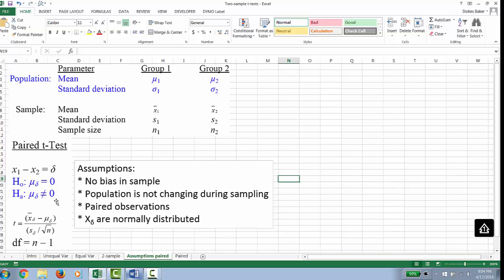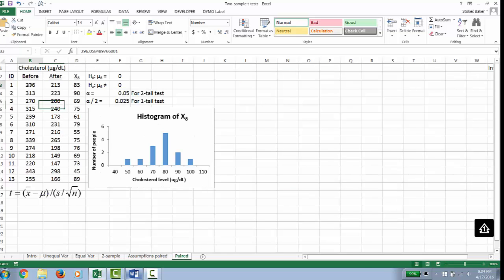You can write this as a one-tailed test as well. And then this is the equation to calculate t. And notice this is the standard t distribution equation, x minus mu divided by the standard error. But we say x bar delta, mu delta. And the reason for that is that we're actually not doing statistical analysis on the actual cholesterol measurements, but on the difference, which is before minus after. So 296 minus 213 equals 83. 313 minus 223 equals 90, so on and so forth. So we're doing our statistical analysis on the differences, which I'll highlight in yellow.